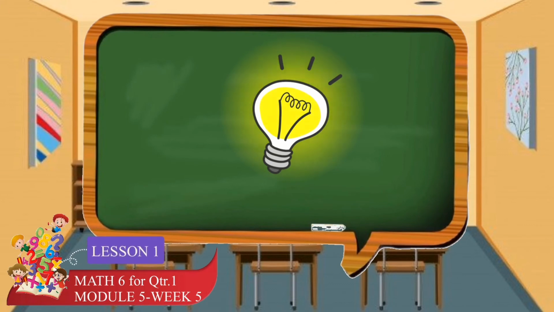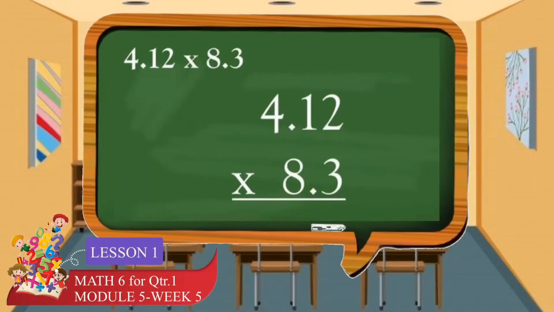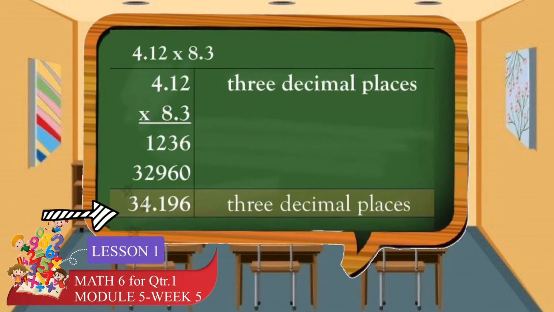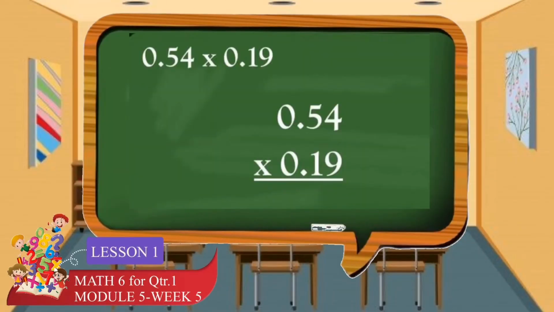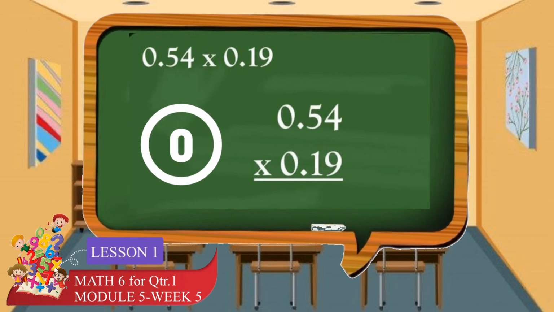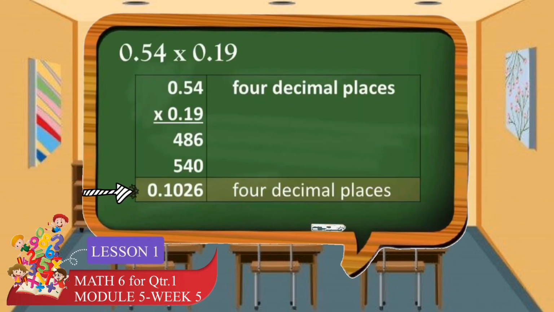Let's try more examples of multiplying decimal numbers. First, we have 4.12 times 8.3 is equal to... Right, it's 34 and 196 thousandths. Why? It's because in our given decimal numbers, we have 3 decimal places. Remember, we're going to affix the decimal point to our product. Second example, we have 54 hundredths times 19 hundredths is equal to... Right, it's 1026 ten-thousandths. As you can see, it has 4 decimal places.